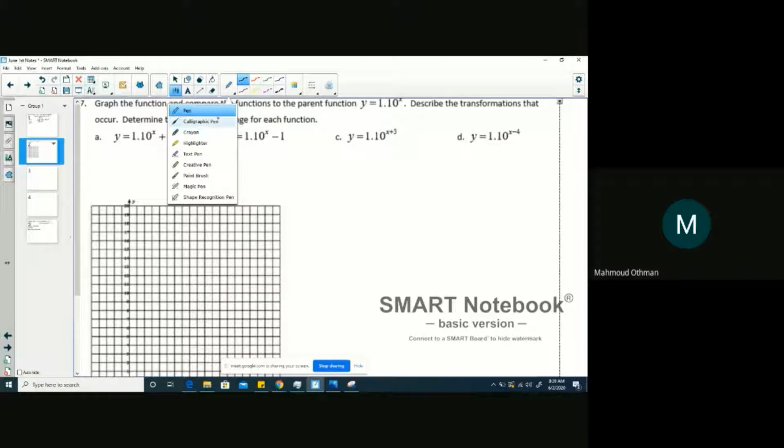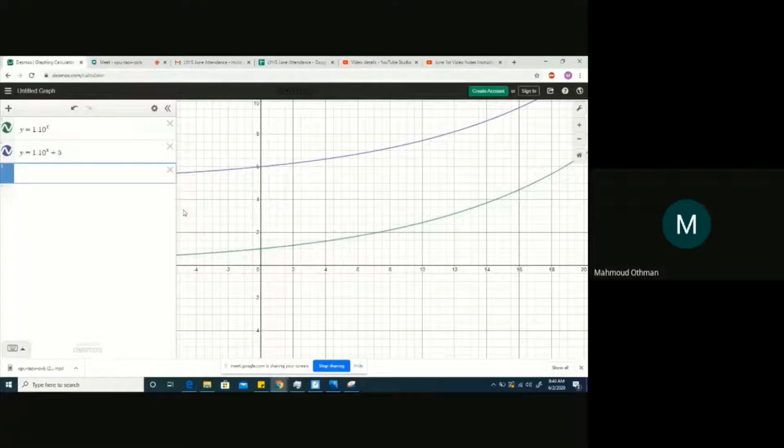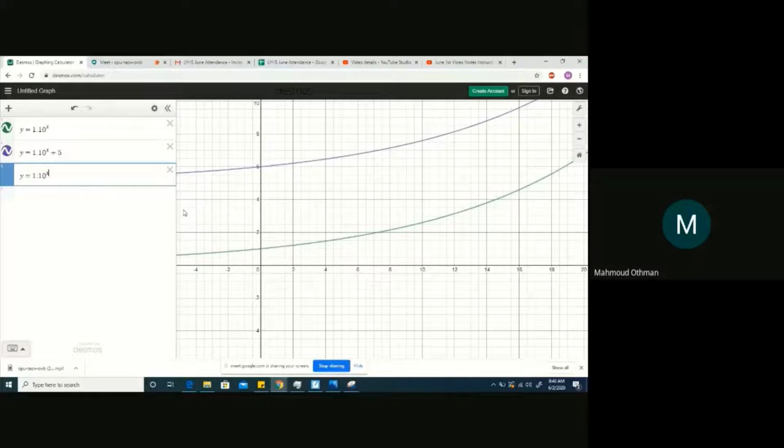For transformations, there's 2 ways of going about it. First thing I'll do is graph my parent function, and I'll graph these 2 functions. So I know I have something going on the outside. I know it's going to go up or down. My parent function is y equals 1.1 to the x. Y equals 1.1 to the x plus 5. Y equals 1.1 to the x minus 1.